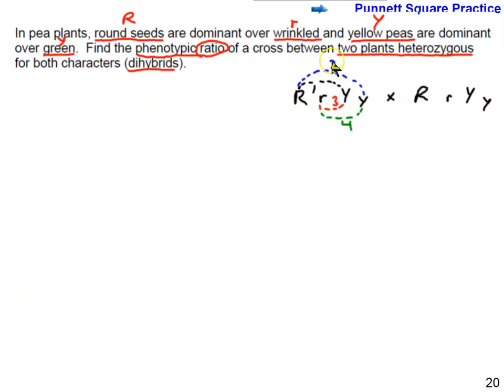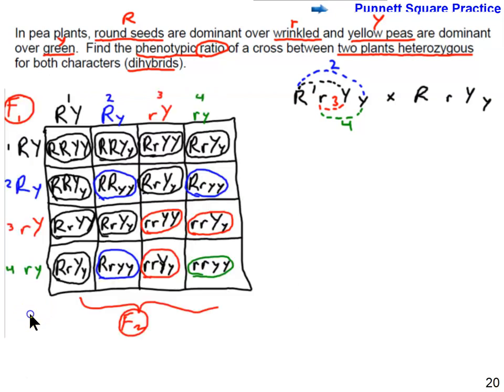Again, there are 4 possible combinations, and these are the 4 possible combinations of alleles from each parent. So both parents have the same genotype, therefore what's going to be along the top of the Punnett square and along the sides, the possible gametes, are going to be the same.